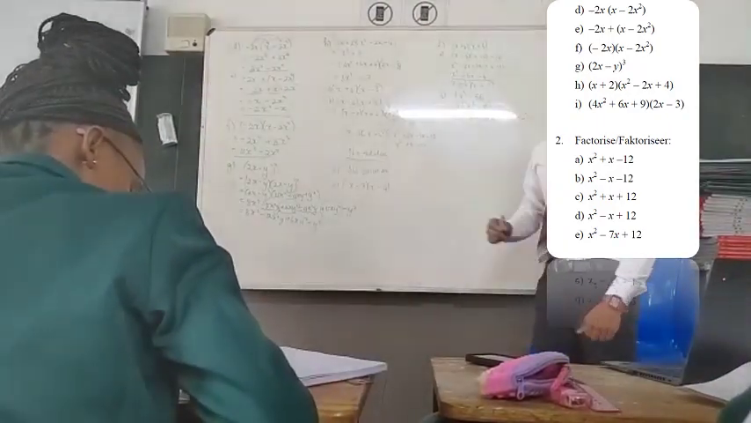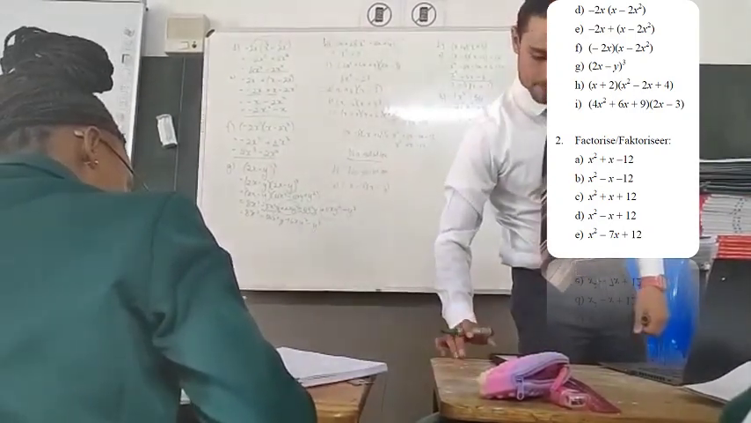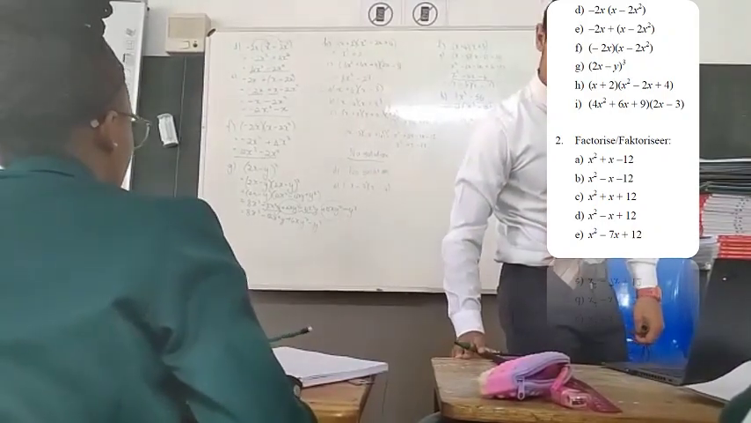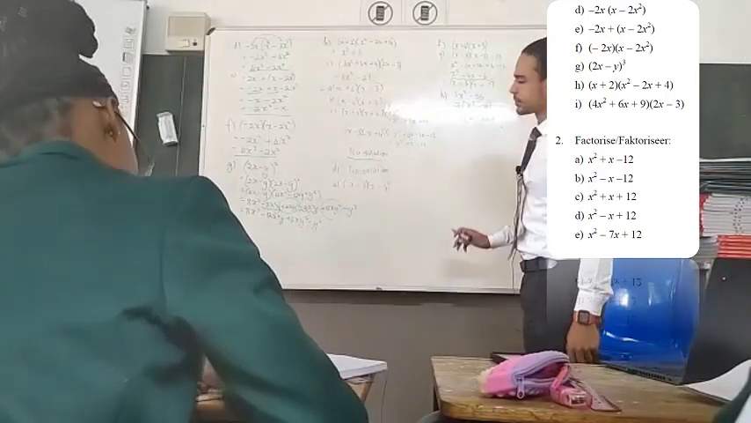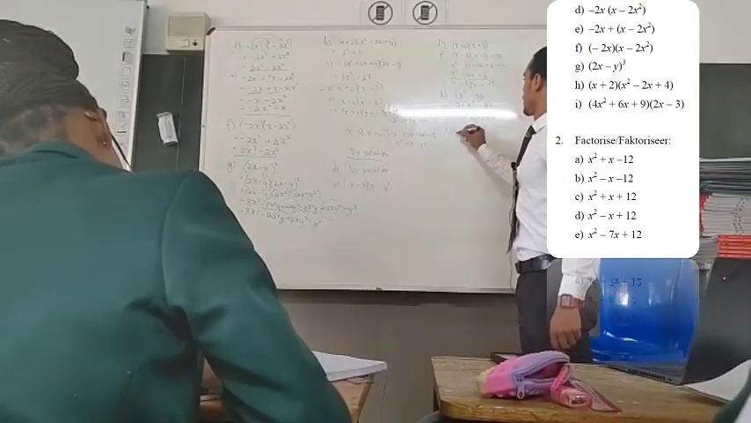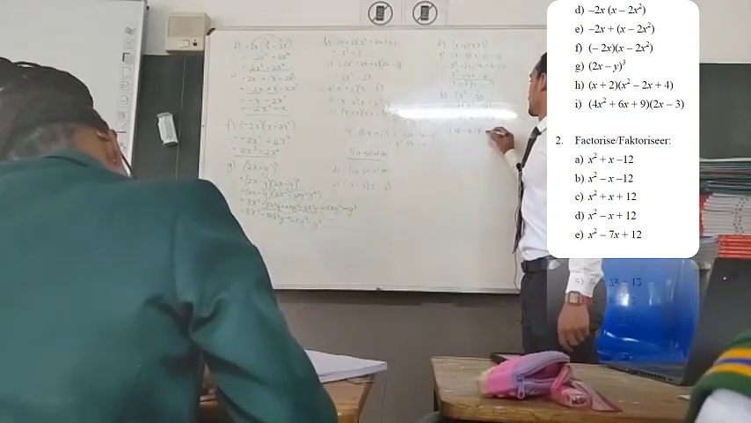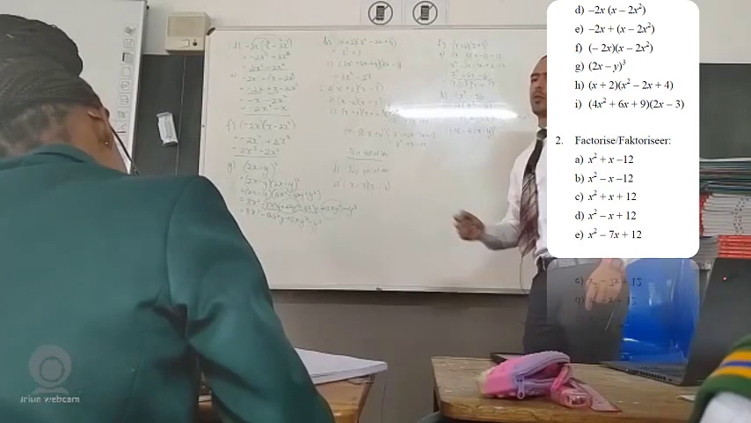Okay, number I. Until where were you supposed to complete? J. Okay. Number I. 18 minus 8. Minus y, then close the bracket square. Okay.